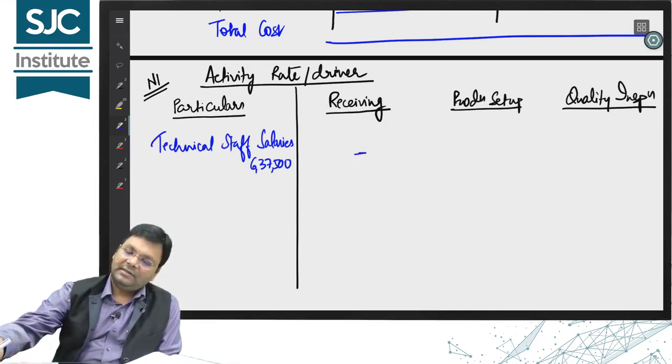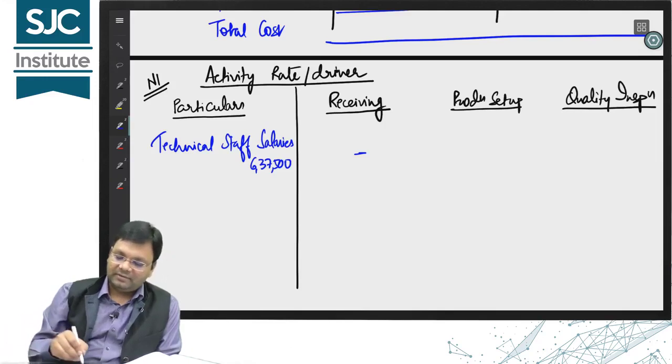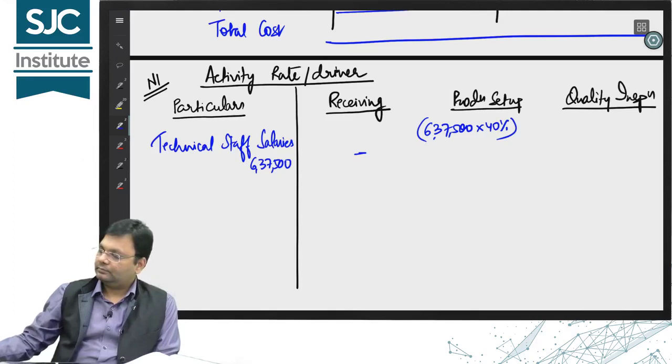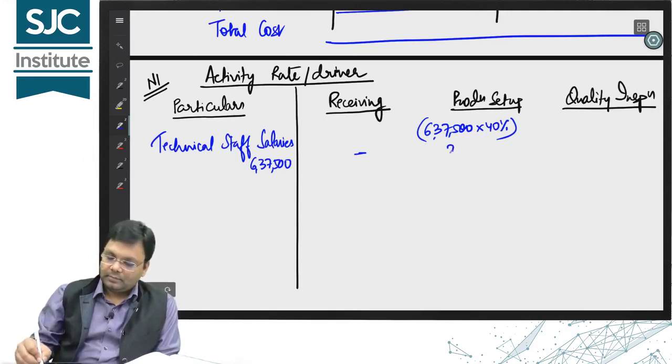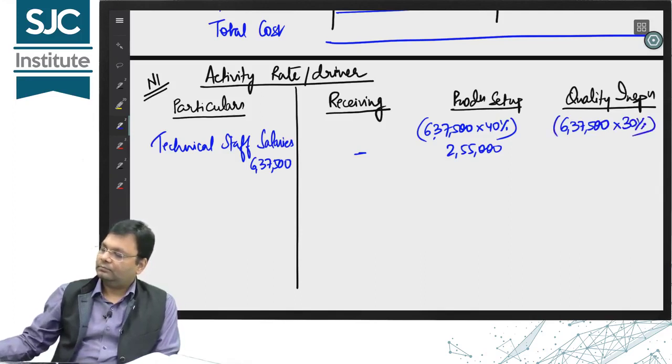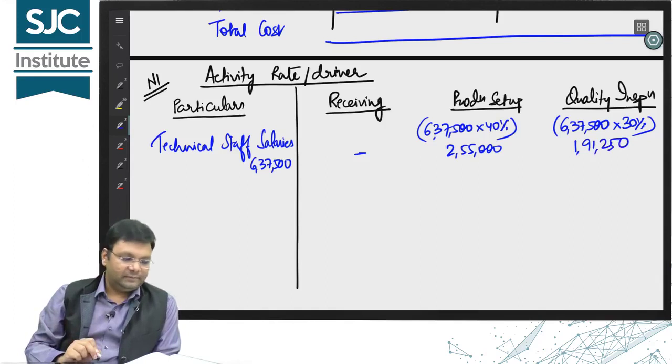So 30% is going to machine maintenance. So we don't have machine maintenance head right now. 40% of this to be taken, 637,500 into 40%, 255,000. Then 637,500 into 30%, 191,250.